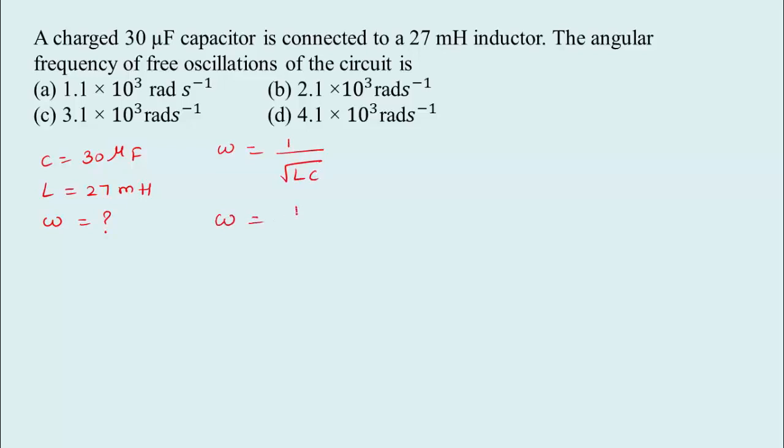Omega equal to 1 divided by root of L value, 27 into 10 raised to minus 3, and capacitor value 30 into 10 raised to minus 6. So we will get omega equal to 1.1 into 10 raised to 3 radian per second. So this is the angular frequency of free oscillations of the circuit. That option A is right.